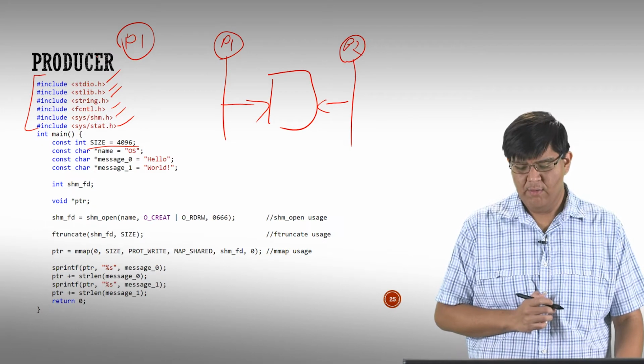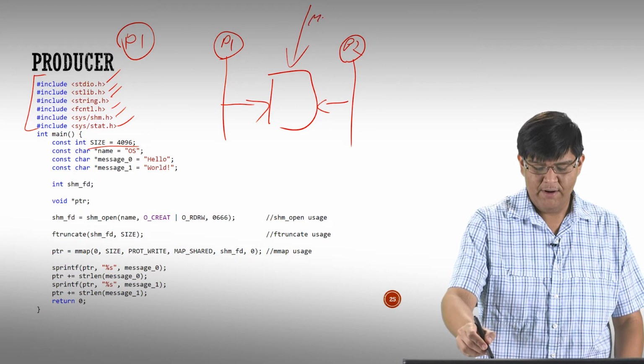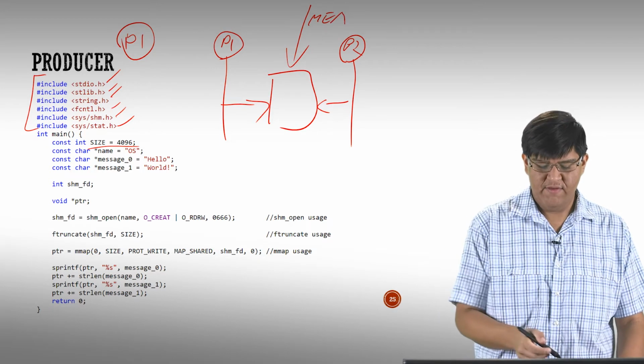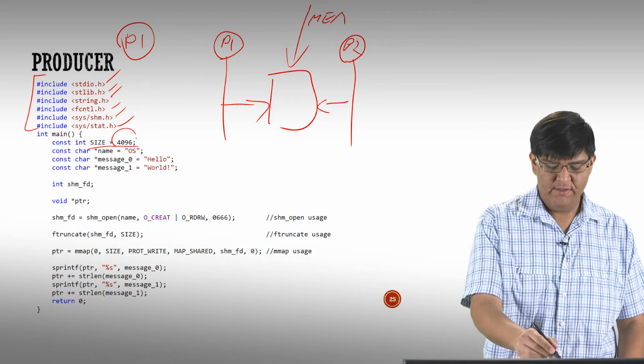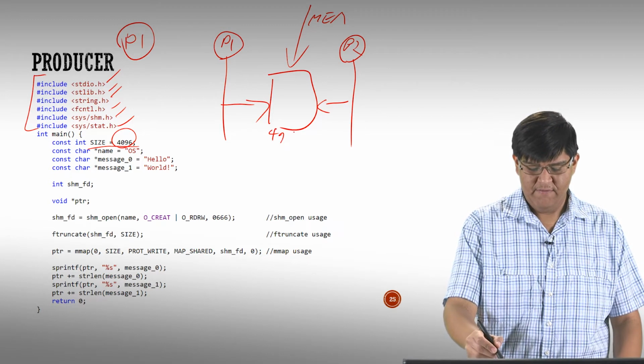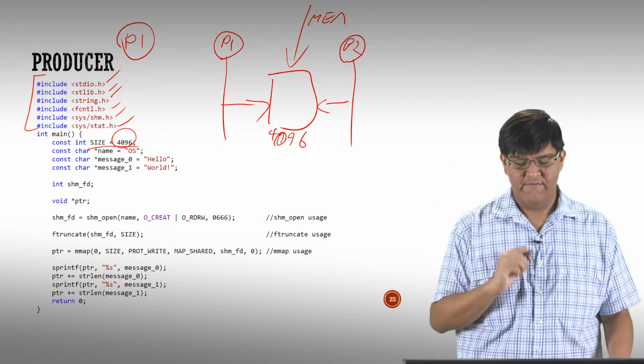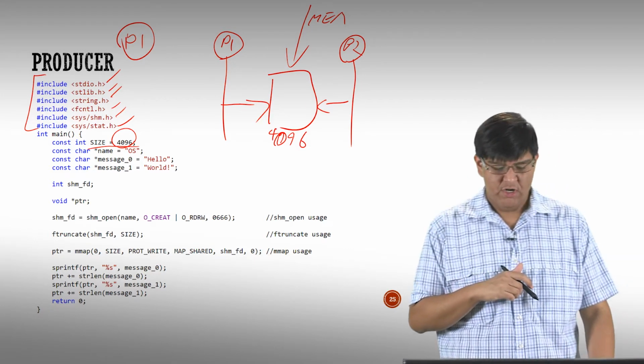Jumping back over here to P1, I need to decide what is the size of my shared memory. This is my memory here. How do I decide the size of it? Here I'm just arbitrarily picking 4,096. So that's the size of this thing here. There you go, close enough. Okay, so that's my shared memory there.